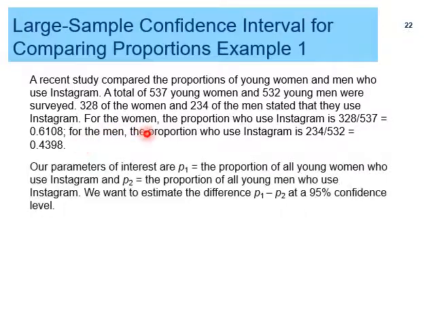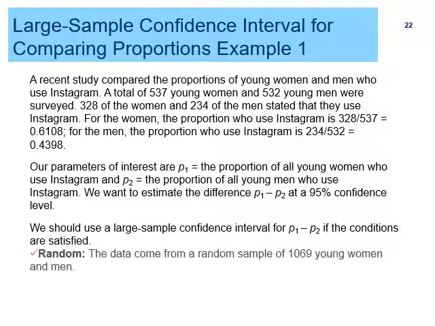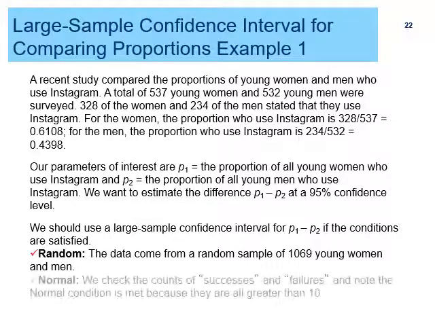Now there are two populations. Our parameters of interest are P1, the proportion of all young women, and P2, the proportion of all young men. We want to estimate the difference at a 95% confidence level. Then we should use a large sample confidence interval for P1 minus P2 if the conditions are satisfied. Data came from a random sample of 1069 young women and men.